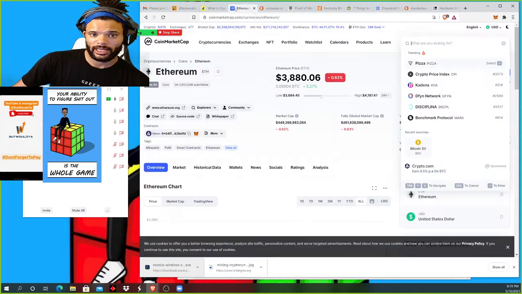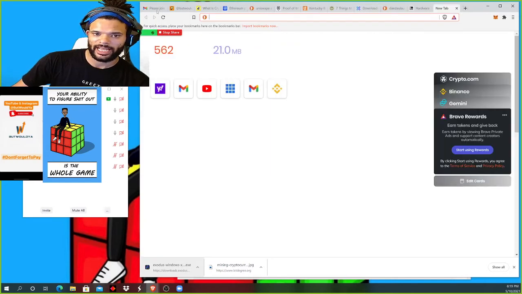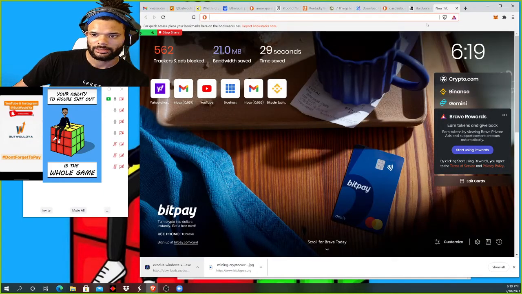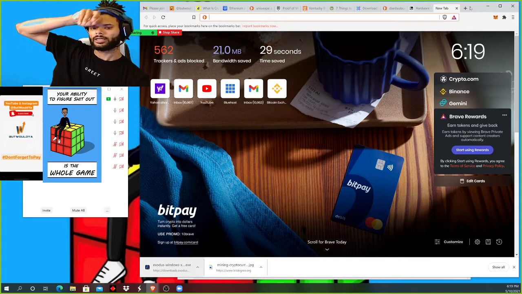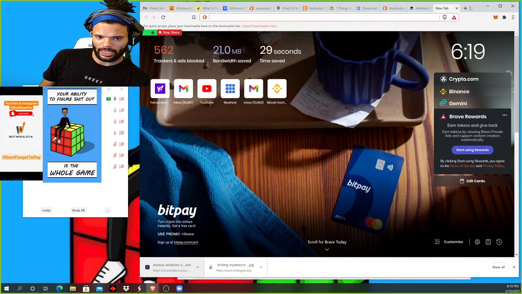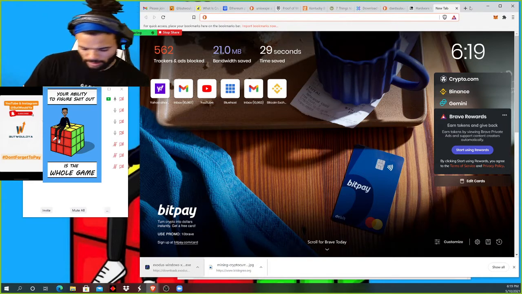And I don't keep my crypto on exchanges. Besides Binance, I do keep it on Binance, but that's because I actively trade there every day. But for the most part, like Voyager, Coinbase, and all that, I don't use that to store crypto. I use that to buy crypto.